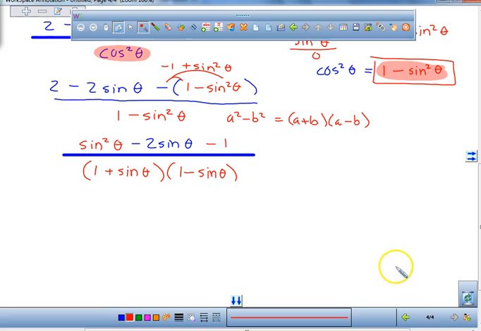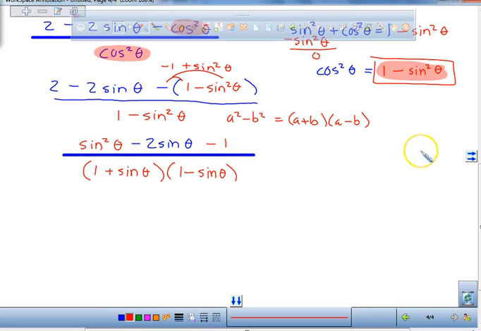Okay? Now, if you guys would please, wherever you see a sine of theta, I'd like you to replace it with the letter u. Wherever you see a sine of theta, I want you to replace it with a u. So here we go. Just trust me, it'll make more sense. So right now I want you to do u squared minus 2u.